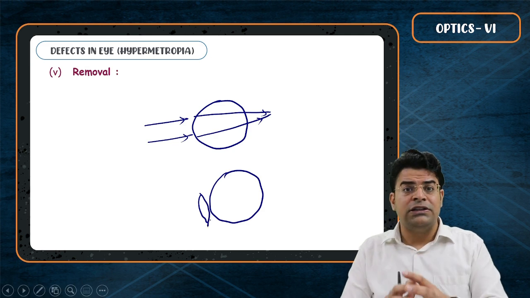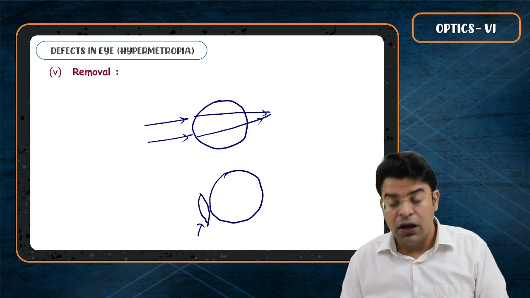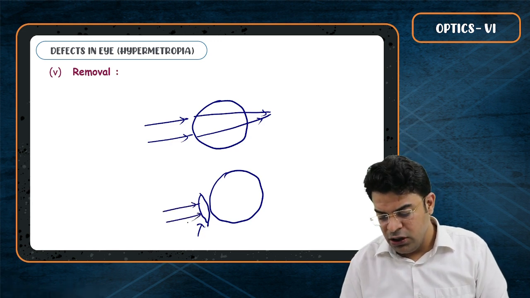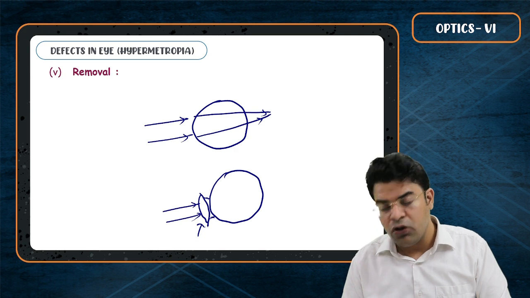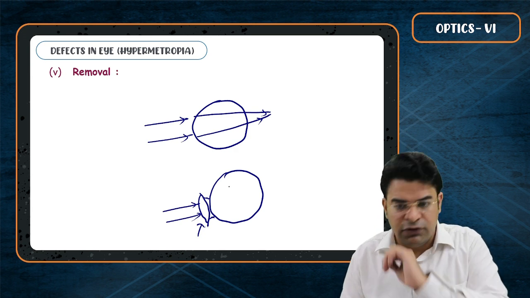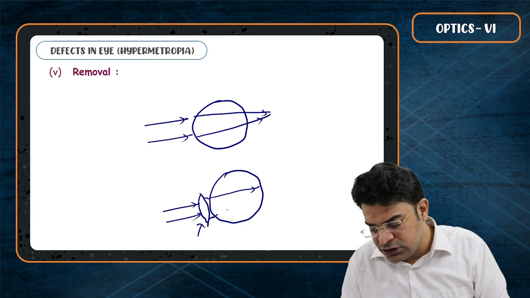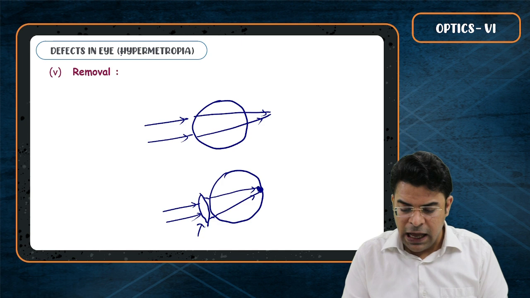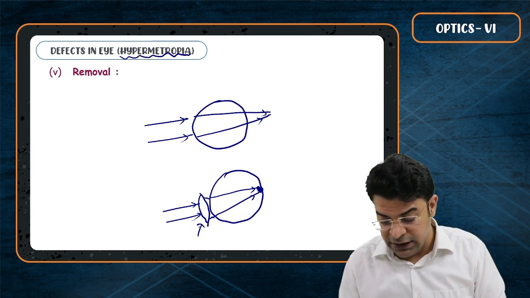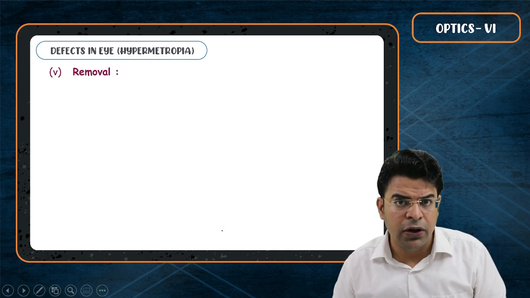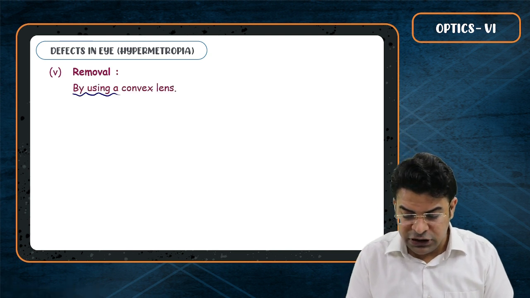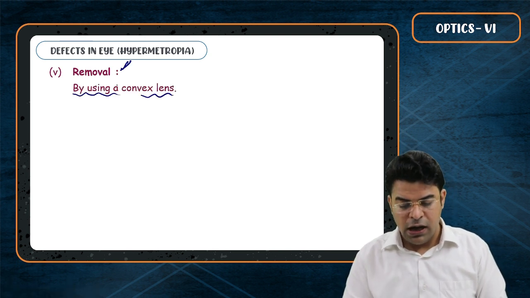So as to converge the rays, we use a convex lens, a converging lens. Now when the light rays enter, the convex lens converges them, then the cornea converges them, then the eye lens converges them, and finally the rays do meet at the retina. So as to cure hypermetropia, the type of lens we use is a converging lens or convex lens. For a convex lens, F is positive. So you will say that the power is positive. So by using a convex lens, we can remove hypermetropia.